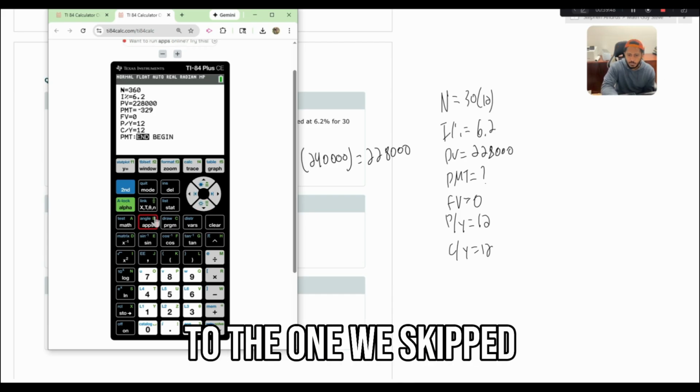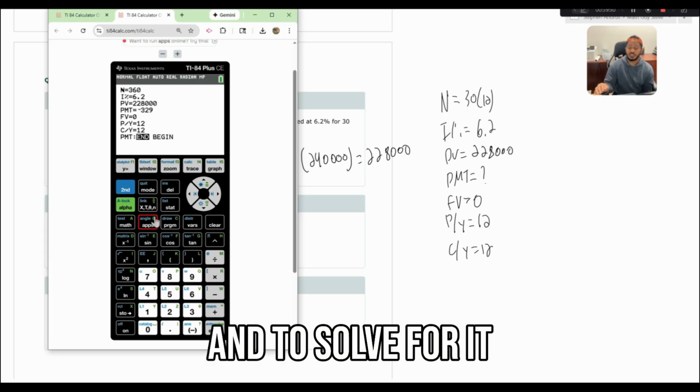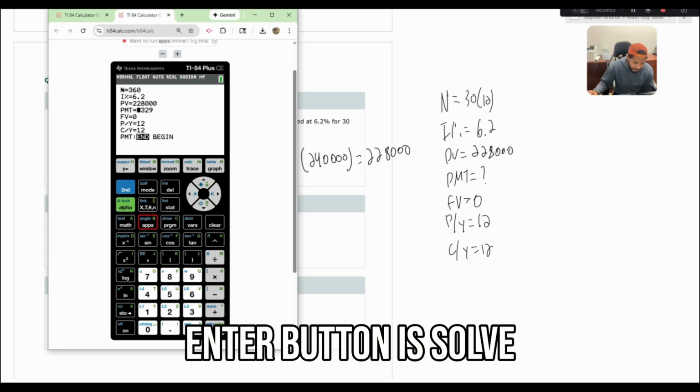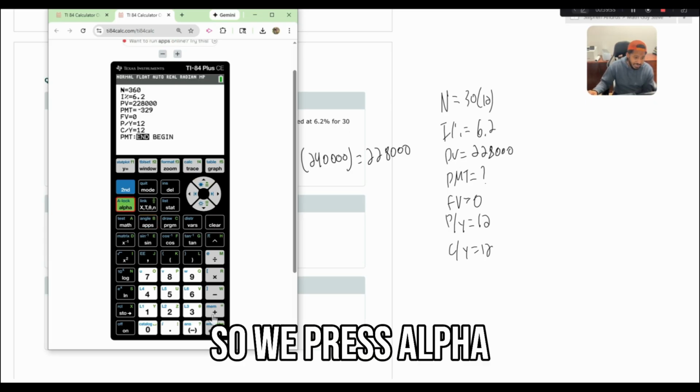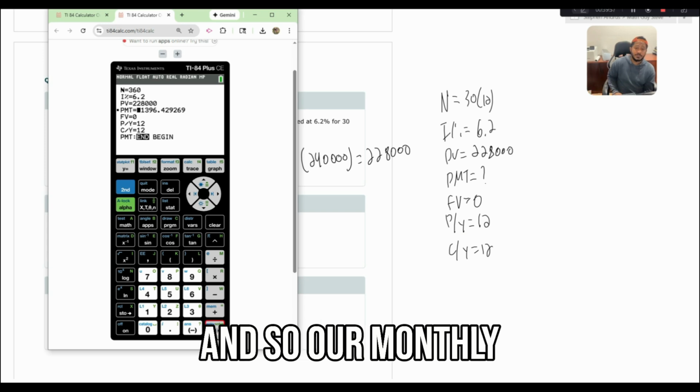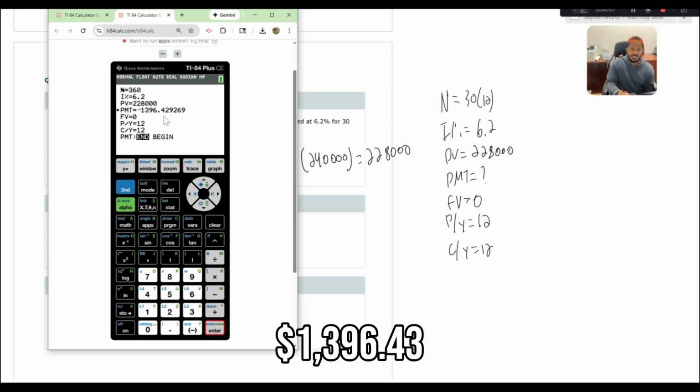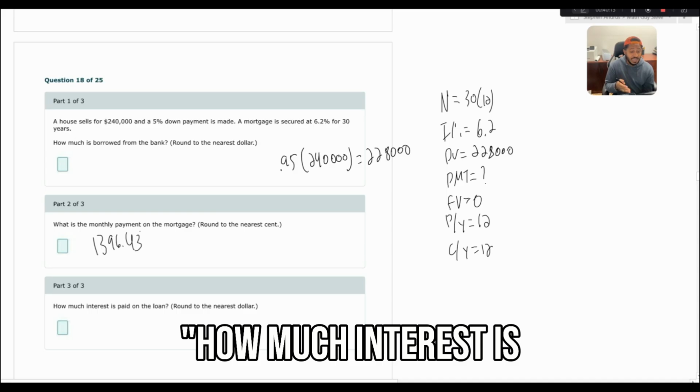Then we go back to the one we skipped, so back to PMT, and to solve for it, look right above the enter button is solve, right? So we press alpha, enter to solve. And so our monthly payments would be $1,396.43. But then it says how much interest is paid on the loan.